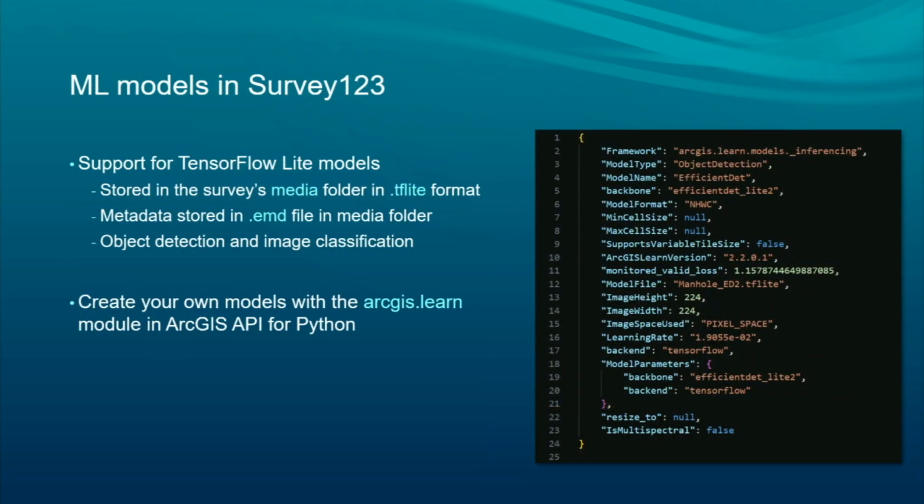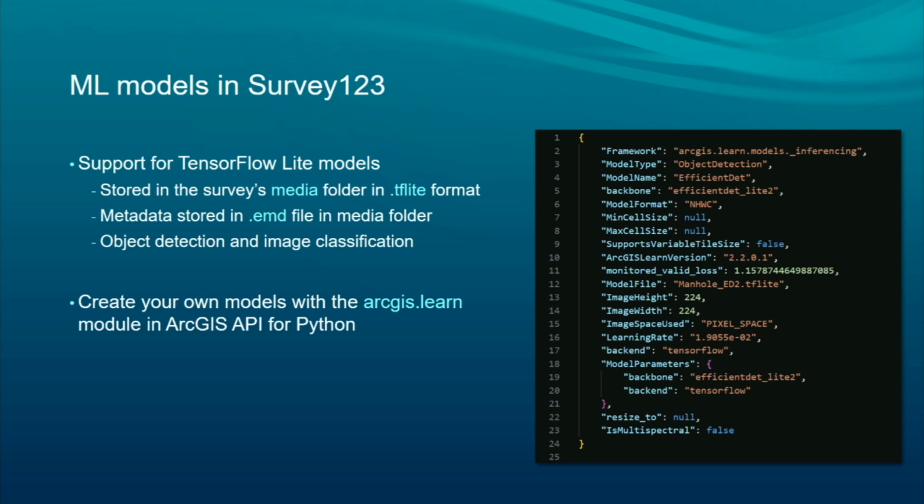You can perform object detection and image classification in the field app with your own TensorFlow Lite models. Now, TensorFlow Lite is just one of many model formats, but the reason why we implemented this one in Survey123 is because it's optimized for mobile devices specifically. So they're quite lightweight models, and their performance is really good on mobile devices.